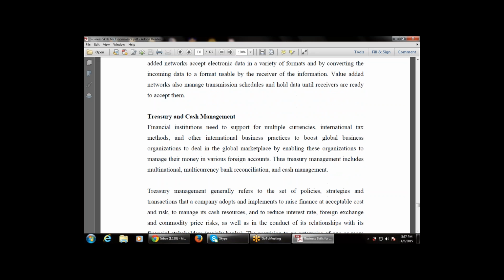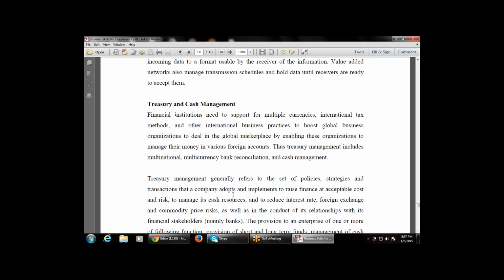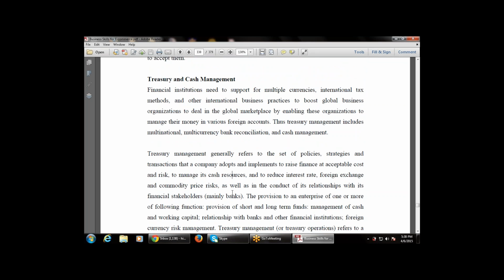Treasury management means setting the policies, strategies and transactions that a company adopts and implements to raise finance at an acceptable cost and risk. That is, follow the policies, rules, strategies and transactions that a company adopts and implements to raise finance at an acceptable cost and risk, so that cash resources will be managed, interest rate will be reduced, foreign exchange will be increased, and relationships with the various stakeholders, for example banks, will be conducted.